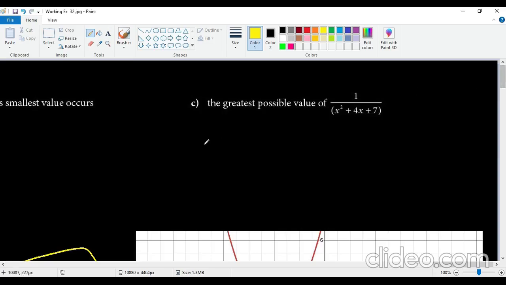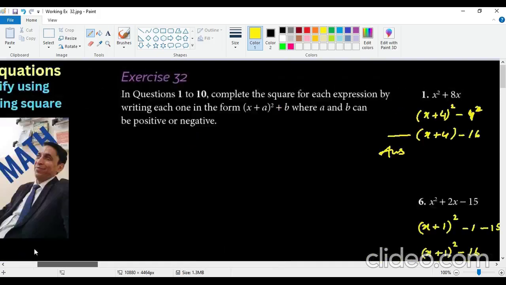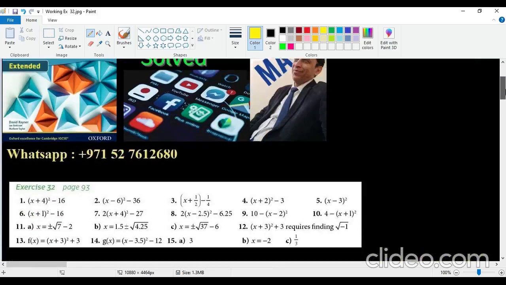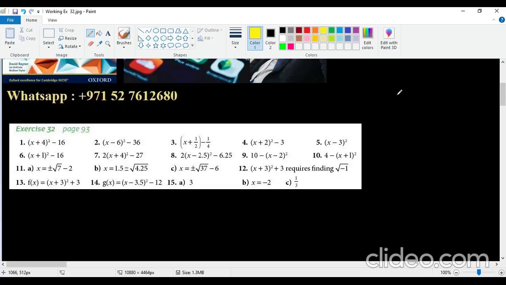Now, the third part, it says the greatest possible value of 1 over x squared plus 4x plus 7. So we know very well the value of this whole thing is 3. So the greatest possible value of this whole thing is going to be 1 over 3. And that's the end of this exercise. Let me show you the answers for each question that are in the book itself. You can have a look. These are the answers for the whole exercise.